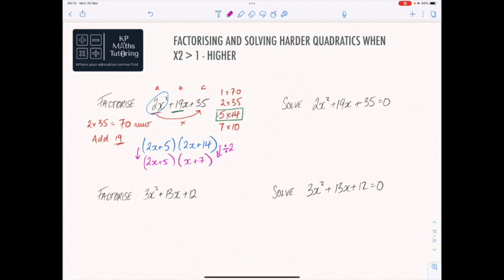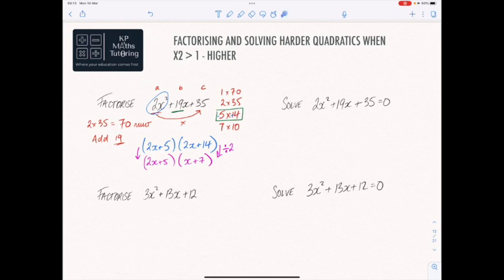So that is a shortcut on how to do it. If there was a 3x, for example, at the start here, like we've got here, you'd put 3x in both brackets instead of a 2x in both brackets. And that's how you'd factorise when x squared is greater than 1. So now let's look at what happens when we're solving.